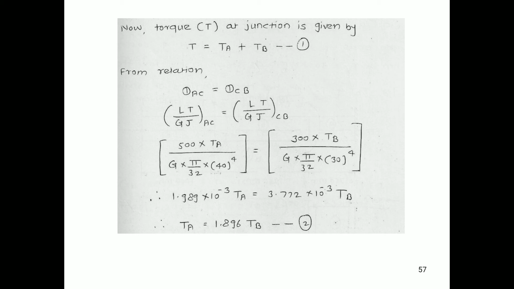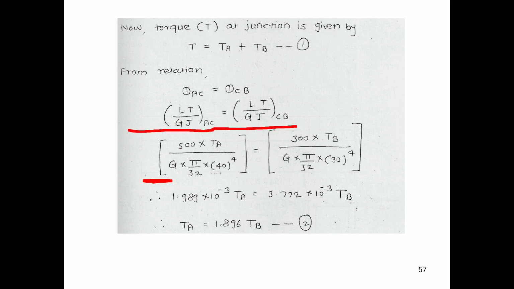Again, we have a second equation for the indeterminate shaft. The angle of twist in AC must be equal to the angle of twist in CB. So by using the torsional formula, we have TL upon GJ of AC, which is equal to TL upon GJ of CB. Now the length for AC is 500. The torque in AC, that is at its end A, is TA. It is the unknown that we have to find out. The value of G, which is given in the numerical, is constant.